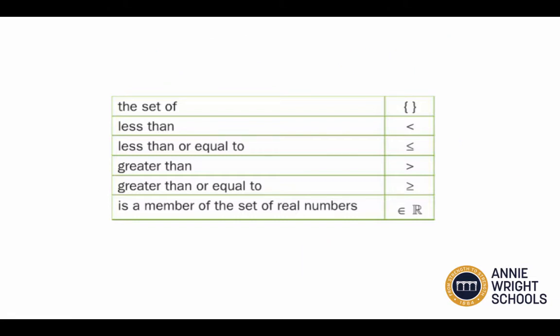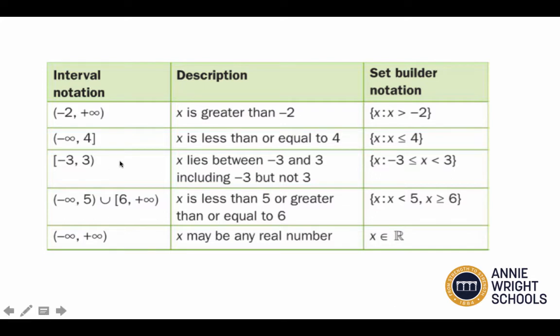So let's take a look at some other things we need to know here. I love this example. Negative 2 to positive infinity, x is greater than negative 2. You can write it this way. Negative infinity to 4, that means x is less than or equal to 4. You could write it in set builder notation this way. Between negative 3 and 3, including negative 3 but not 3, you could write it as a compound inequality. Here, from negative infinity to 5, and all the values from 6 up to positive infinity, you'd have to write two separate inequalities. I wouldn't mind if you wrote the word or in between there. And then from negative infinity to positive infinity, that would be x is all real numbers.